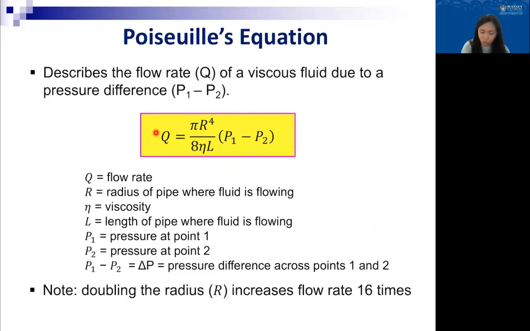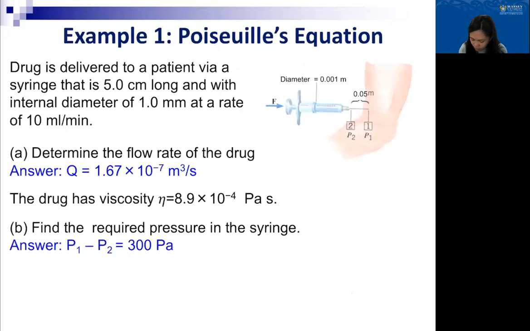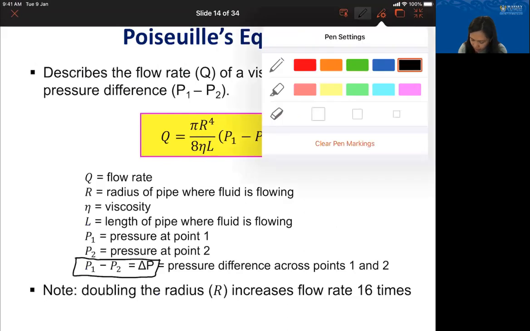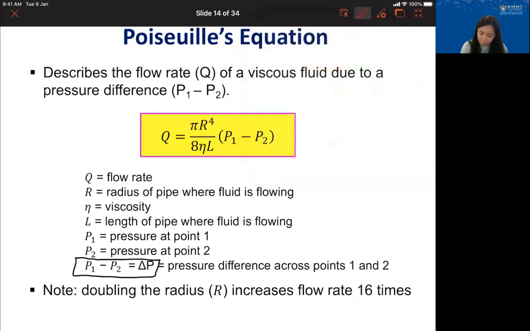It describes the flow rate. Q still refers to the flow rate of the fluid, but it now depends on the pressure difference, so P1 minus P2, that's the pressure difference between 2 points in the fluid. R is the radius of the pipe where the fluid is flowing. It's easy to imagine that a bigger pipe will have more fluid flowing through it, so you'll have a higher flow rate. We've also seen that last time.